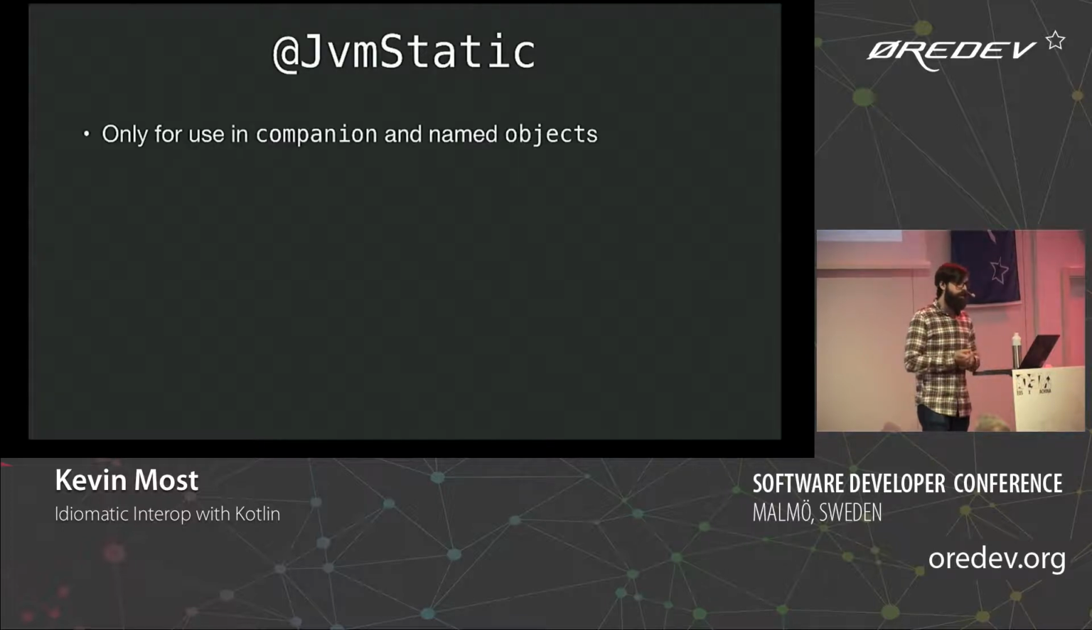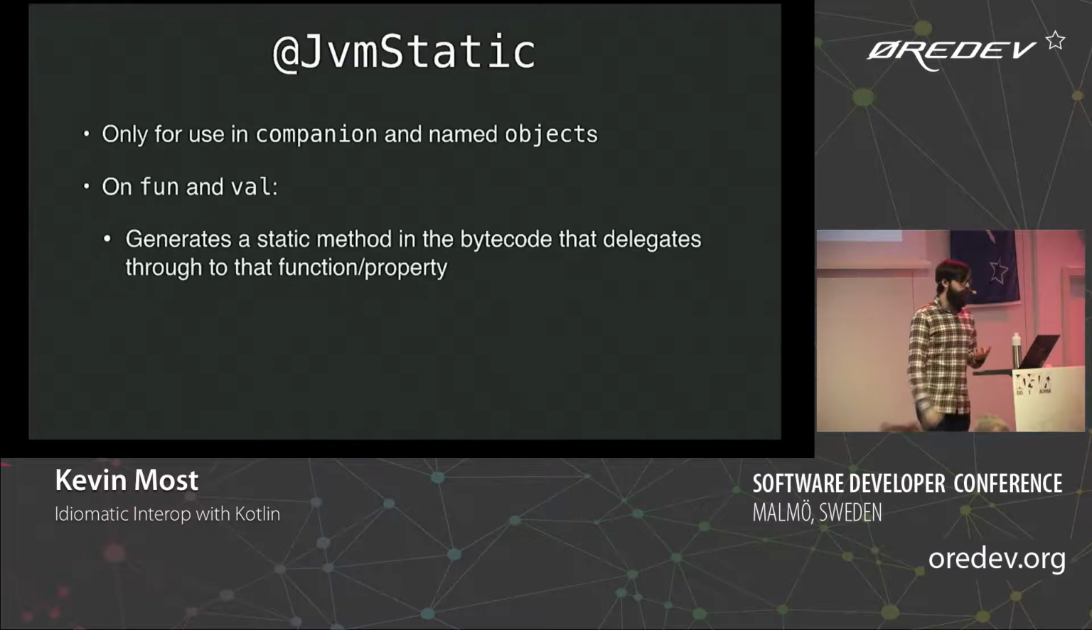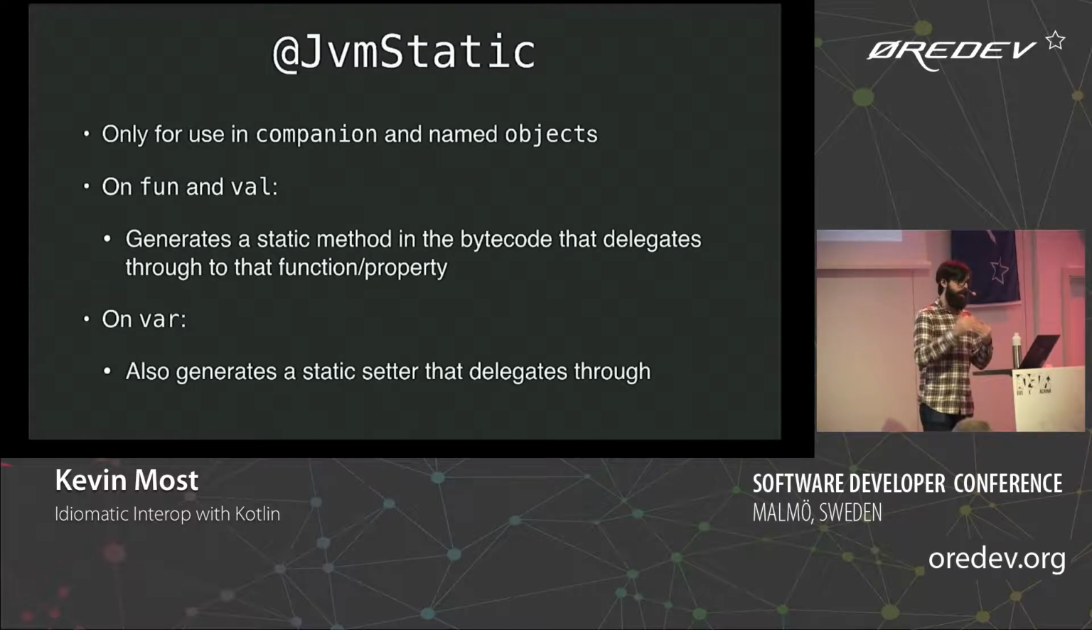It's used on companion objects and on named objects. You'll usually see it in companion objects. If you put it on a function or a val property, a read-only property, there's a static method generated in the bytecode that calls through to that companion object's fun or val. And on a var as well, it generates two. It generates a get and a set method.